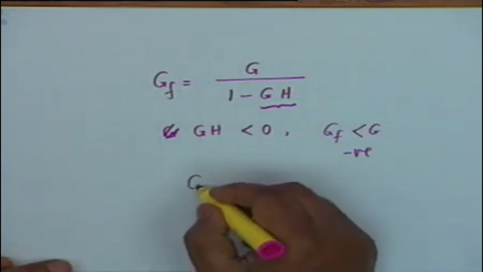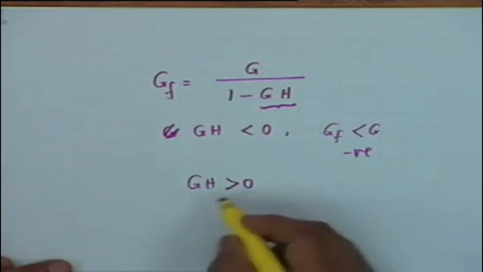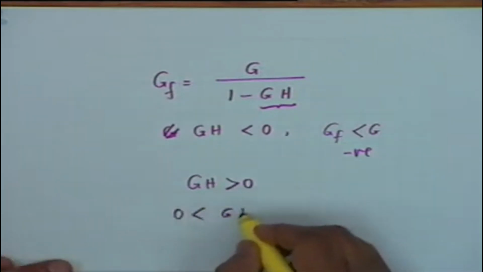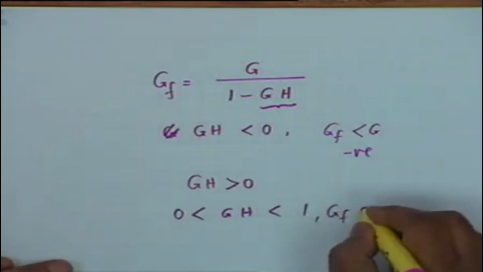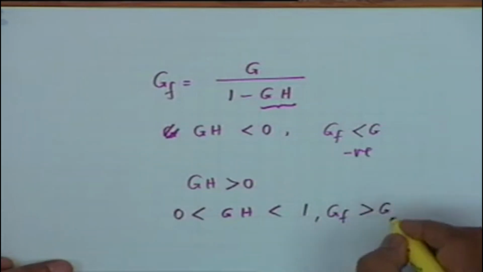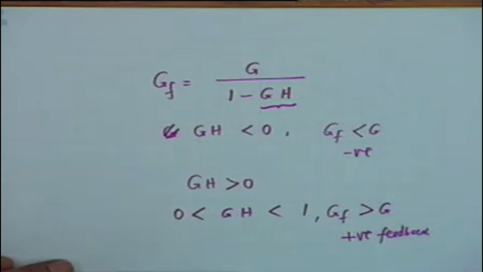On the other hand, if GH is greater than 0 and less than 1, then Gf obviously is greater than G, and the feedback is positive feedback. So, feedback can be positive or negative. Do we use positive feedback? Yes, we do use. We use negative feedback also.